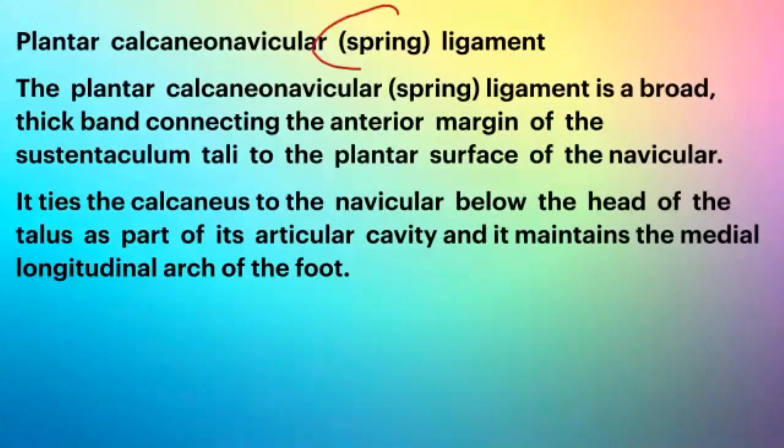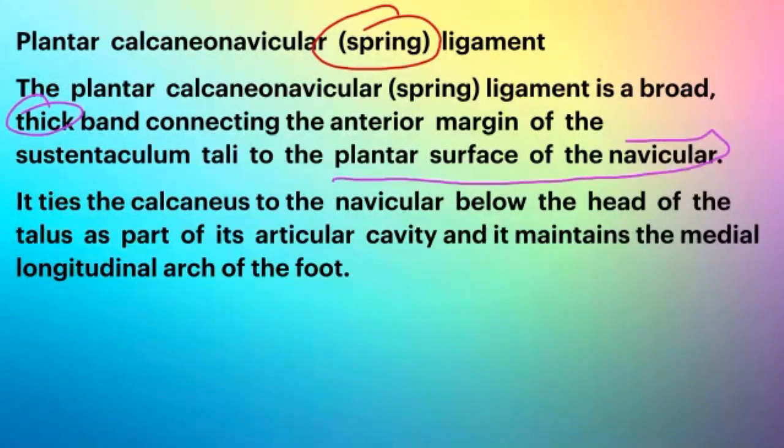Coming to the spring ligament, right? Plantar calcaneonavicular or spring ligament is a broad, thick band connecting the anterior margin of the sustentaculum tali to the plantar surface of the navicular bone. So it is a connection between sustentaculum tali and the navicular bone, the plantar surface, the under surface of the navicular bone. That is very important because that is why it is called plantar calcaneonavicular ligament.